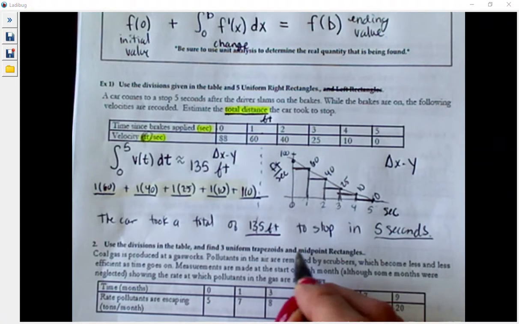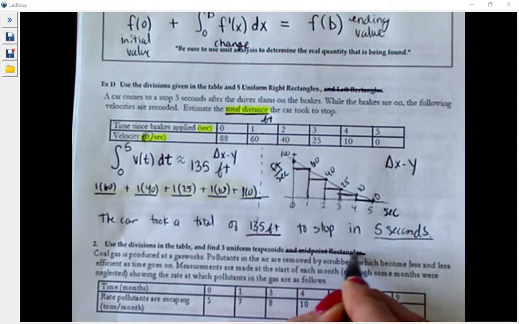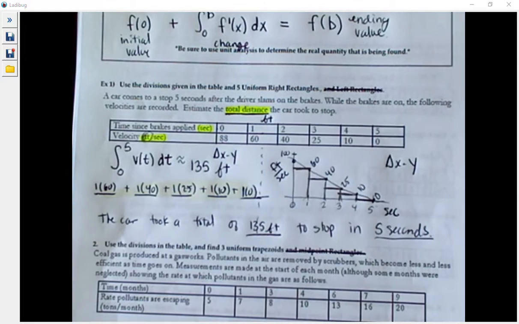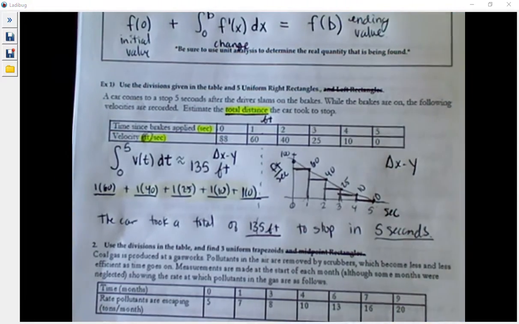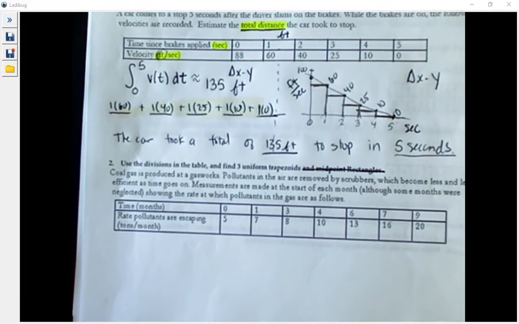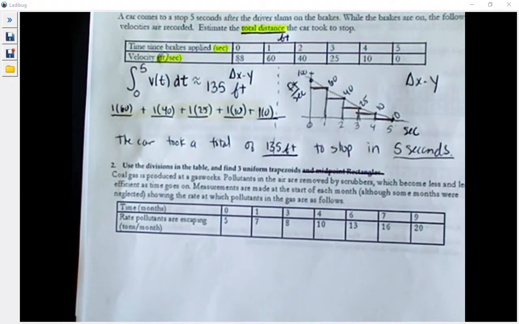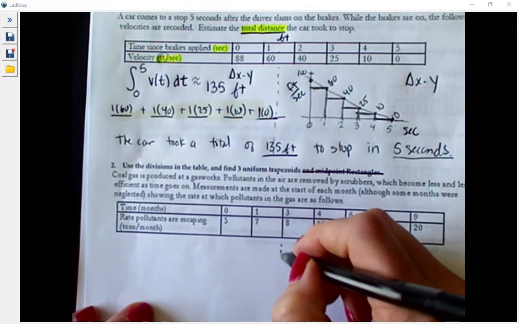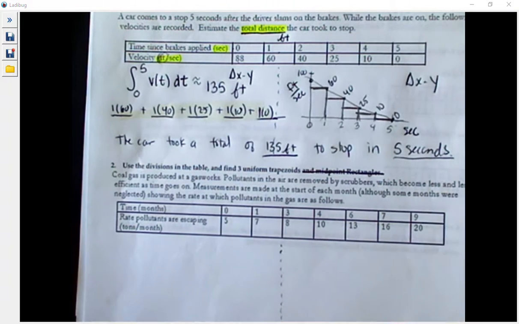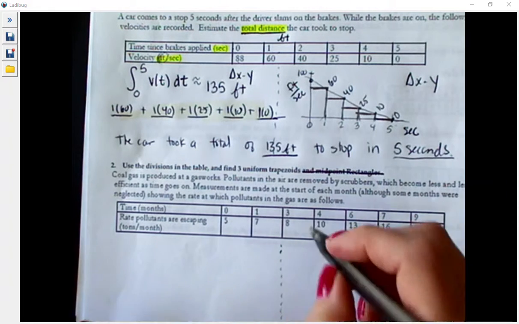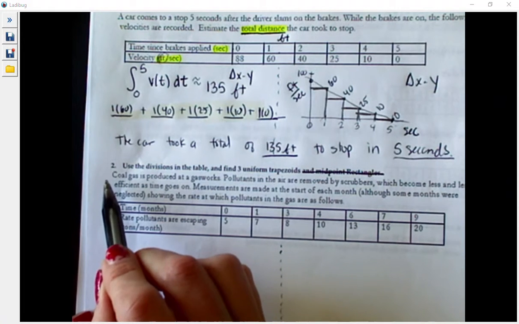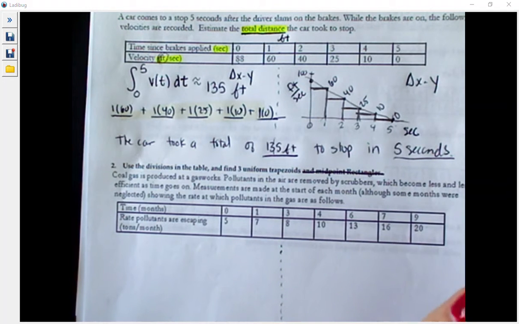Okay, this time let's just do the trapezoids. Okay, so we're going to sketch a picture, just a rough picture, so we have something to draw your shapes with. Okay. Coal gas is produced at the gasworks.